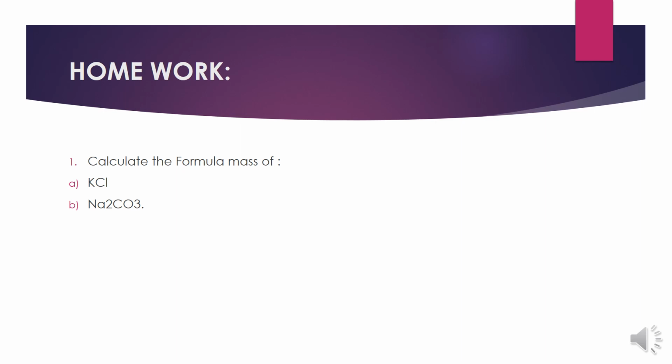Now coming towards your homework, the question is only one, and that is you have to calculate the formula mass of KCl and the second one is sodium carbonate. First one potassium chloride, this is sodium carbonate, Na2CO3. So this means how many atoms of sodium? You have to multiply 2 with atomic mass or relative atomic mass of sodium. In the same way you have to do it.